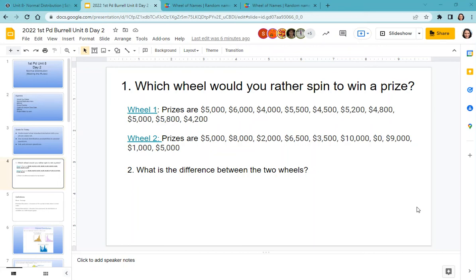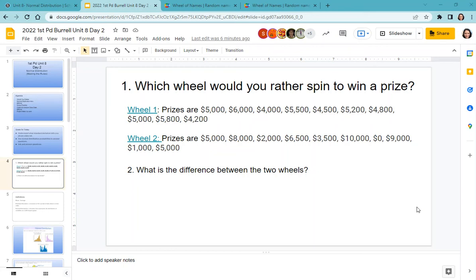Dion, what did you put for the difference between the two wheels? One has no prizes below 4,000, so you have a better chance of winning. Okay, so Dion said that one of them has no prizes below $4,000, so you have more chance of winning more money. Kenny, what did you write? Wheel 2 has a wider range of prizes. All right, do you guys understand what Dion and Kenny have told us there? Okay, so wheel 1, you're guaranteed at least $4,000. Wheel 2 has a wider range of prizes.